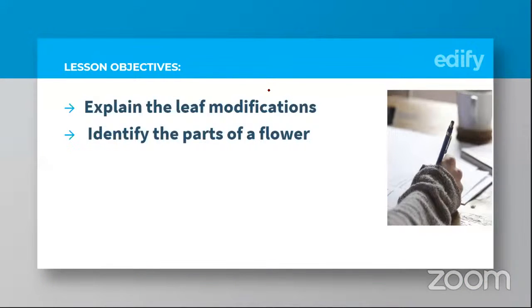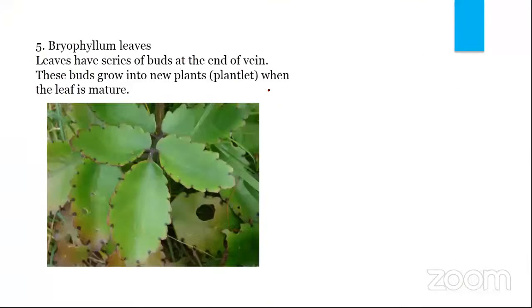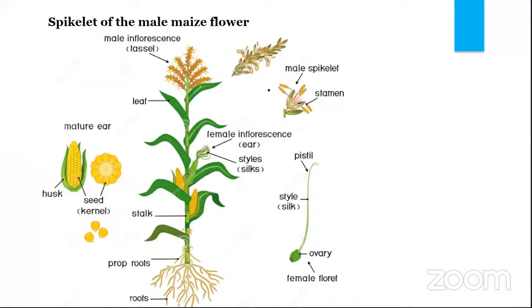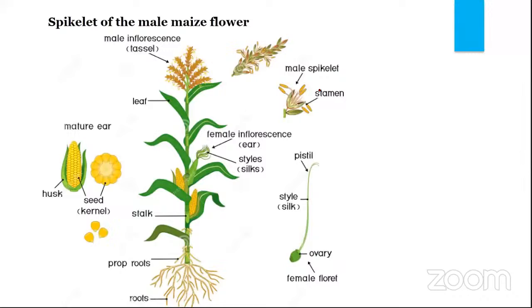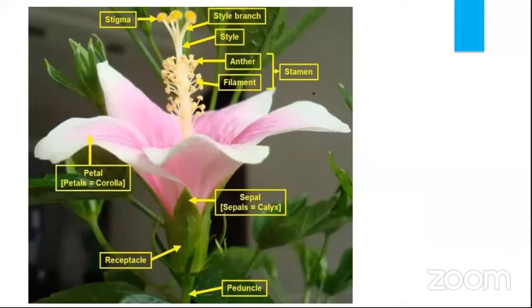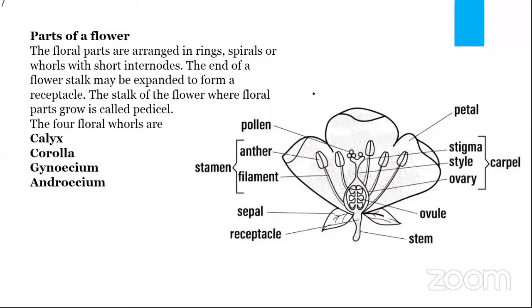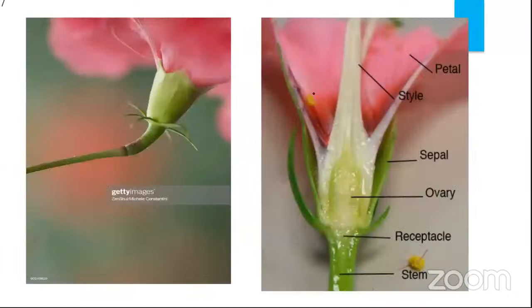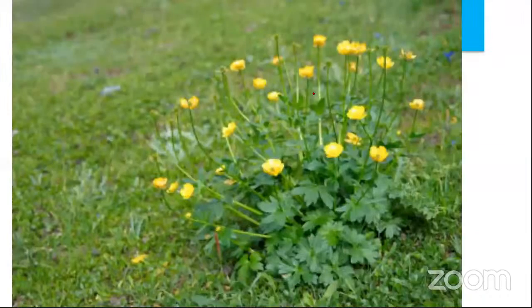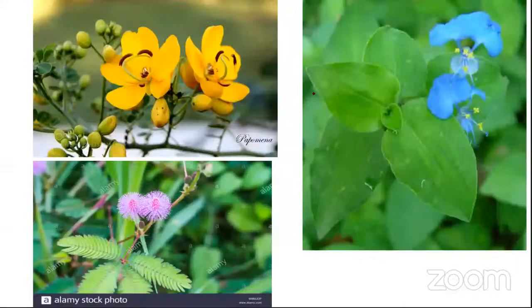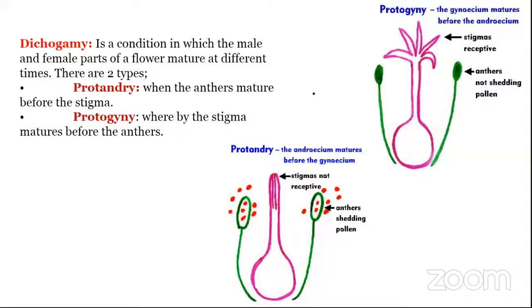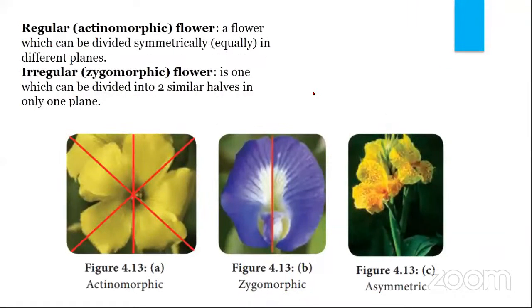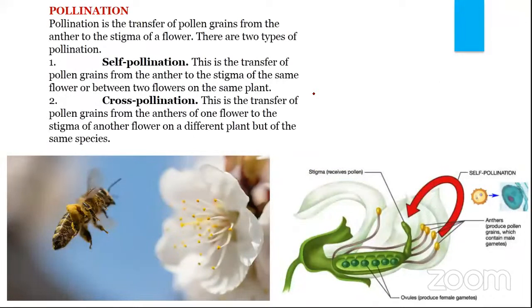Last week, we were able to look at the different types of flowers. We saw the hibiscus flower. We were also able to see the maize flower, the grass flowers, and then we came to know the four floral whorls, which include the calyx, corolla, gynoecium, and androecium. We looked at the different types of pistils and types of ovaries, where we had superior ovary and inferior ovary. We looked at some terms that we use in flowers. And then we also looked at pollination.